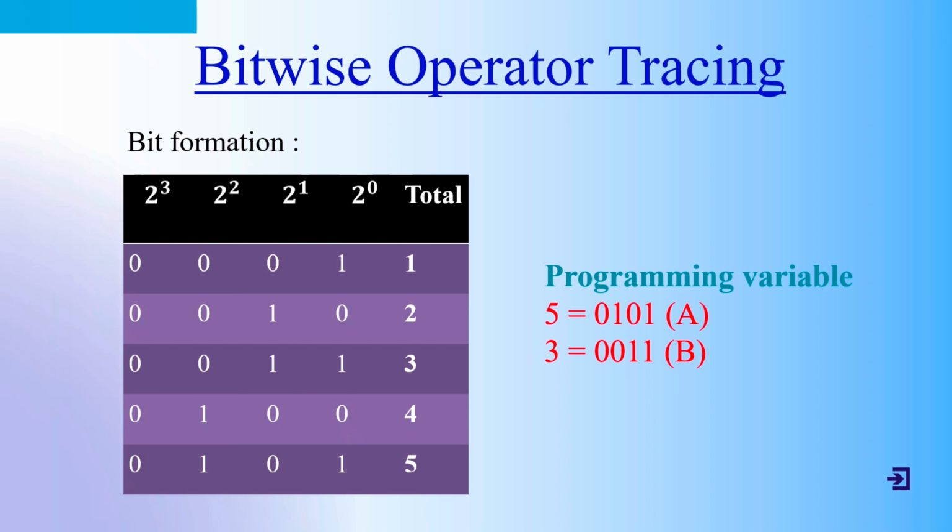Now let's try to understand why the value is printed as 1 when we performed the AND operation. So let us write the first variable value, which is 0, 1, 0, 1, and the second value is 3, which is 0, 0, 1, 1.